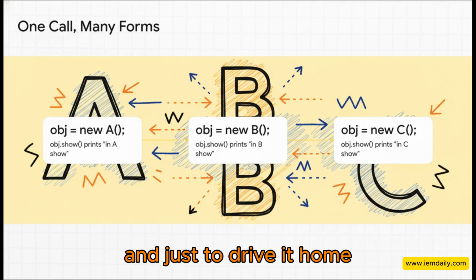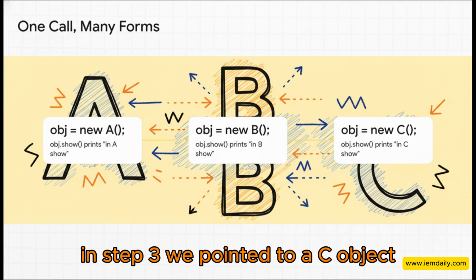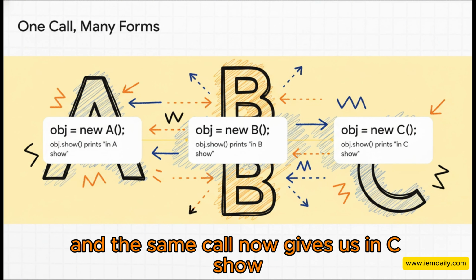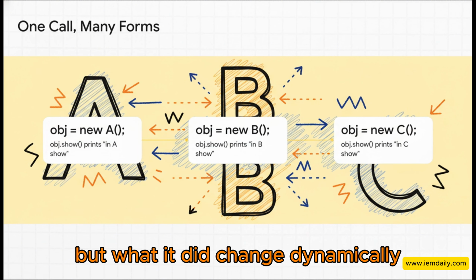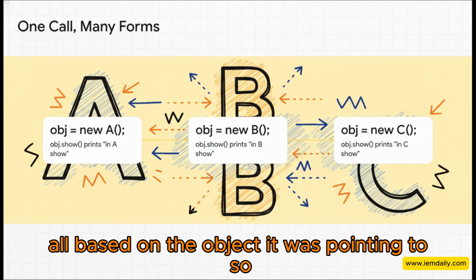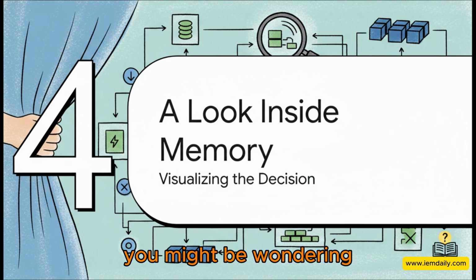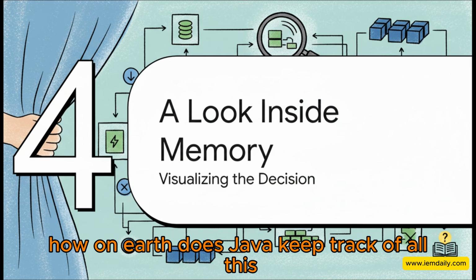And just to drive it home, in step 3, we pointed to a C object, and the same call now gives us "in C show." The line of code object.show never changed, but what it did changed dynamically, all based on the object it was pointing to. So, you might be wondering, how on earth does Java keep track of all this?